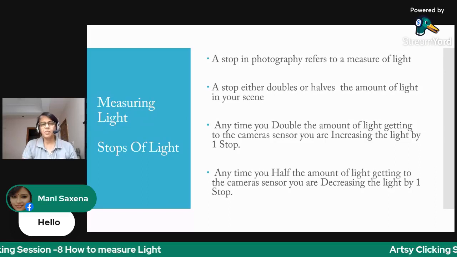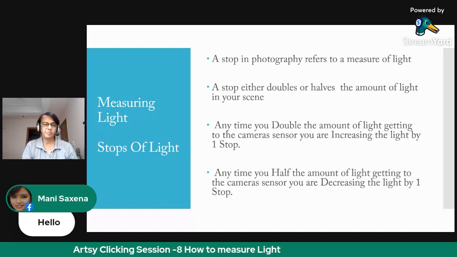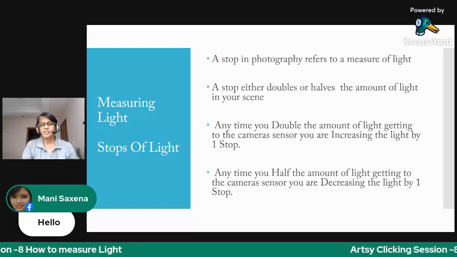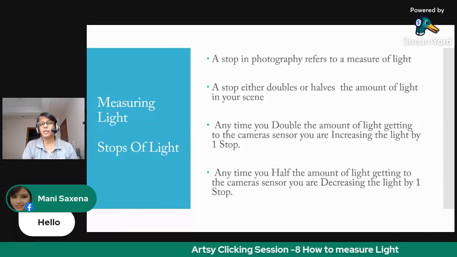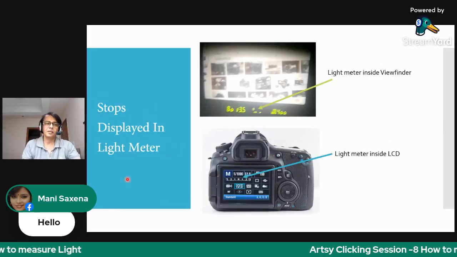Anytime you double the amount of light getting into the camera sensor, you are increasing the light by one stop. That is the plus sign in your light meter. Anytime you halve the amount of light getting inside the camera sensor, you are decreasing the light by one stop. That is -1 on your light meter. So stops are displayed in the light meter.